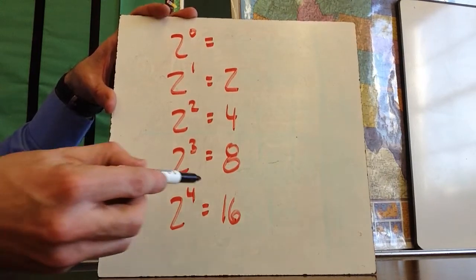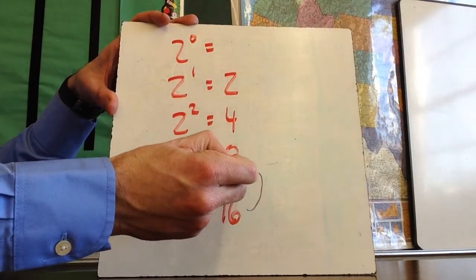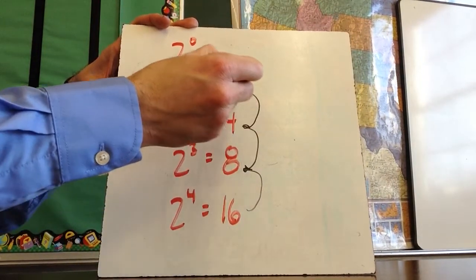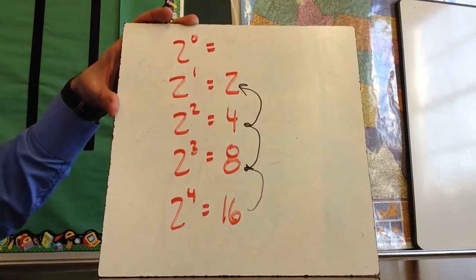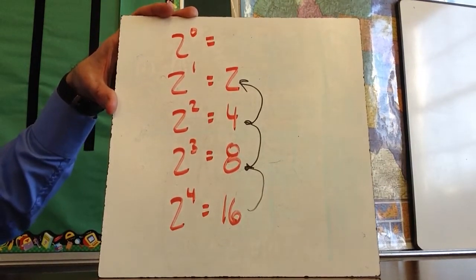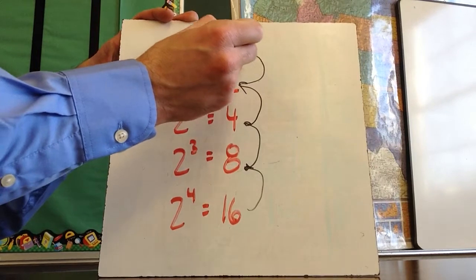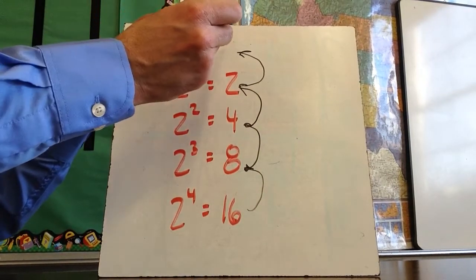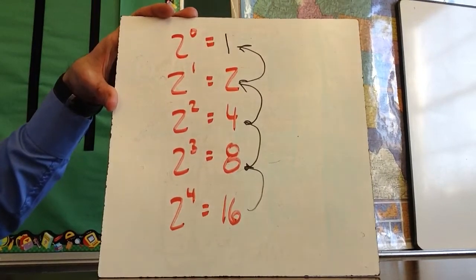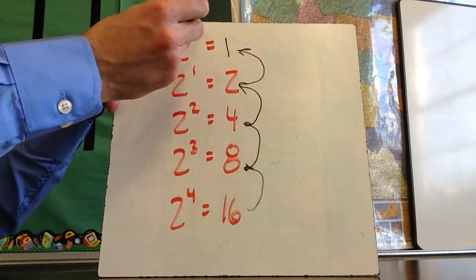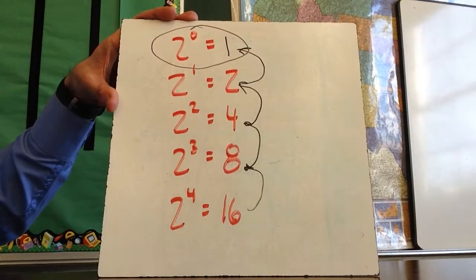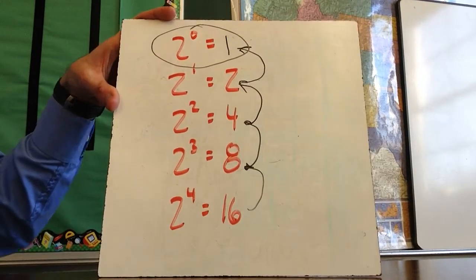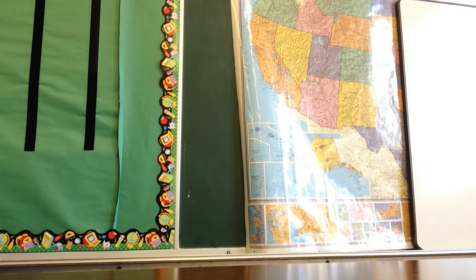But I want you to think of it now the other way. What if I go like this? You might think of this as dividing by 2 or multiplying by 1/2, which means that as I continue the pattern here, I would have to take 2 and divide by 2, and 2 divided by 2 is 1. So one thing to keep in mind is that anything to the 0 power is 1.